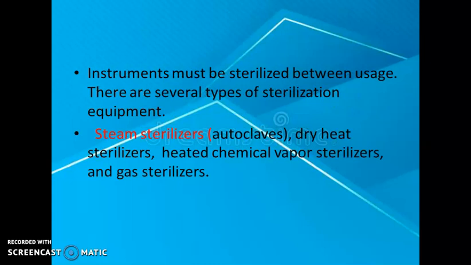So in hospitals or in any healthcare institution, instruments must be sterilized between usage, and there are several types of sterilization equipment. We have already discussed the autoclave. Here we are discussing types other than the autoclave, but I am mentioning the autoclave here. Steam sterilizers are a type of instrument; an example is autoclaves. Then dry heat sterilizers are used, heated chemical vapor sterilizers and gas sterilizers. These are the different types of sterilizers used other than the autoclave.